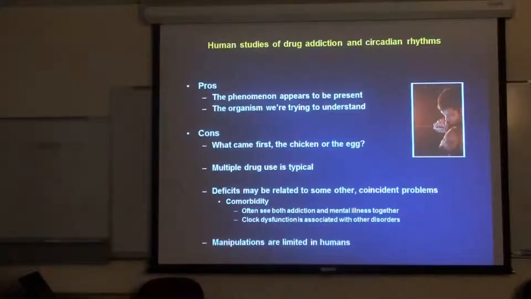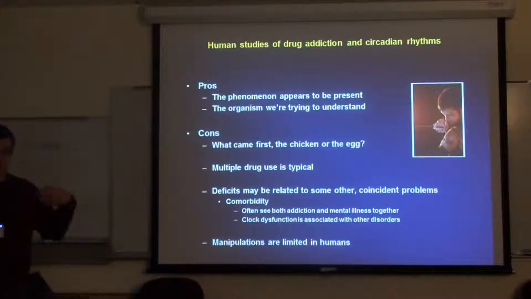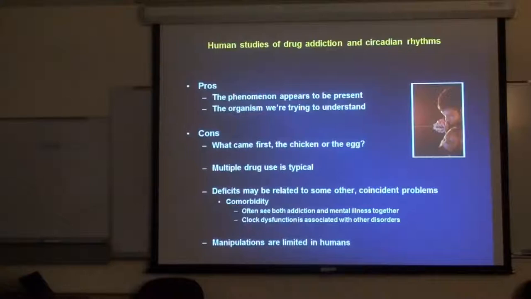Another big problem with something like addiction, especially if, for example, like in the one paper where they were looking at cocaine, I think that's what the second paper was looking at, the McClung paper, the PNAS, yeah, cocaine. It's rare that individuals just use cocaine and meet the criteria for a diagnosis of addiction for just one drug. It's often multiple drugs. So that can be a real problem with studying people. Deficits may be related to some other coincident problem. So comorbidity is a big issue with addiction.